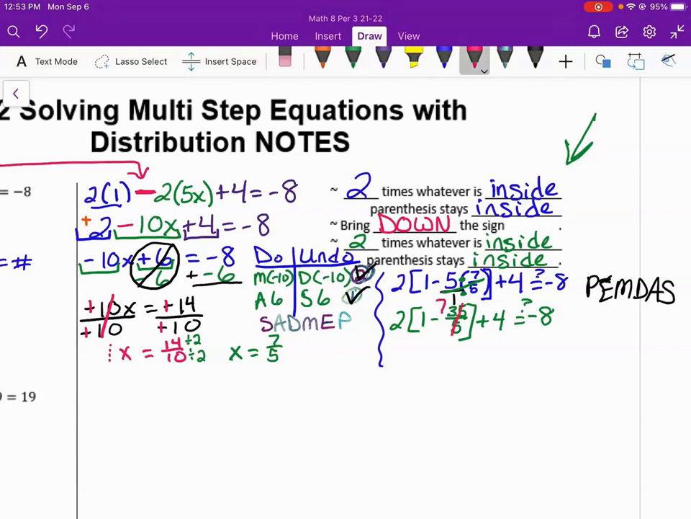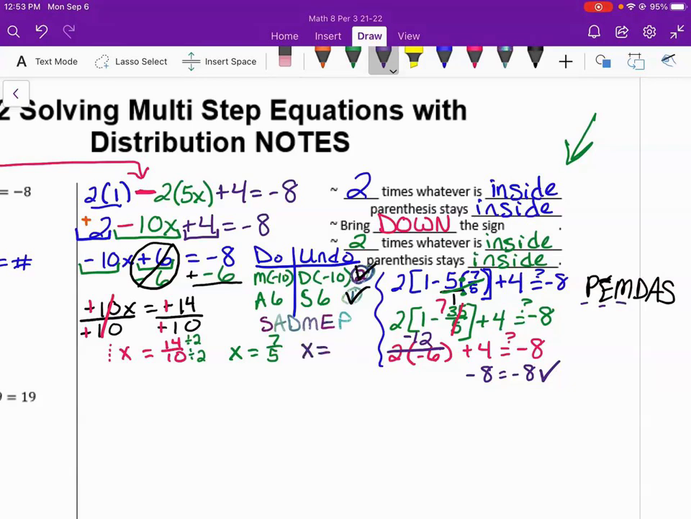Okay, 35 divided by 5 gives me 7, and 1 minus 7 is -6. Remember, you can do 2 steps without writing it down. So now I've got 2 times -6, because I've done parentheses. I don't have any exponents. Now I have multiplication. So 2 times -6 is -12. -12 plus 4 is -8. Check, and we're not going to box yet.